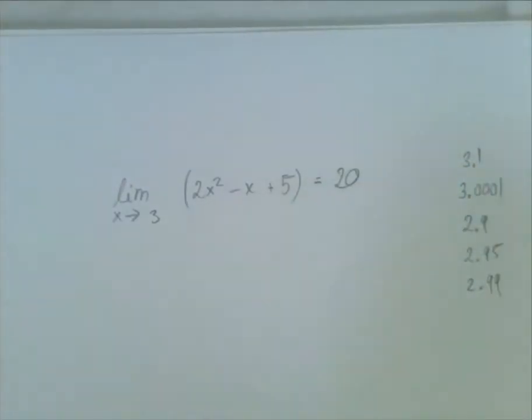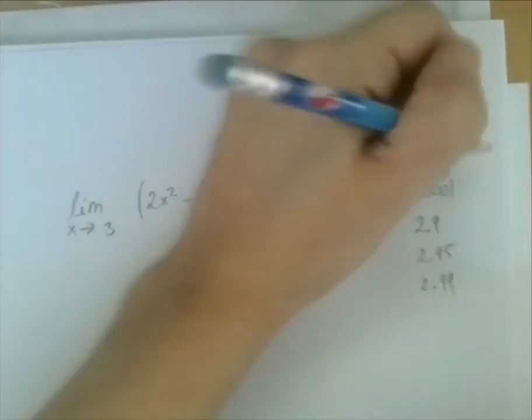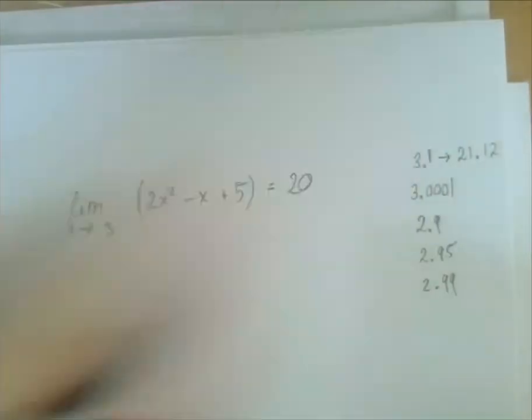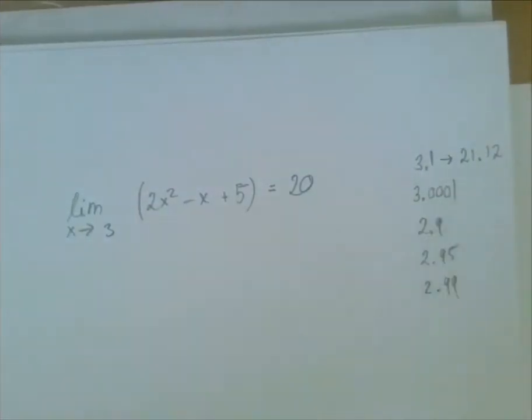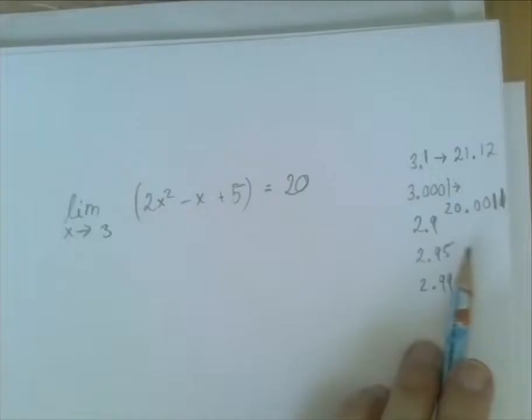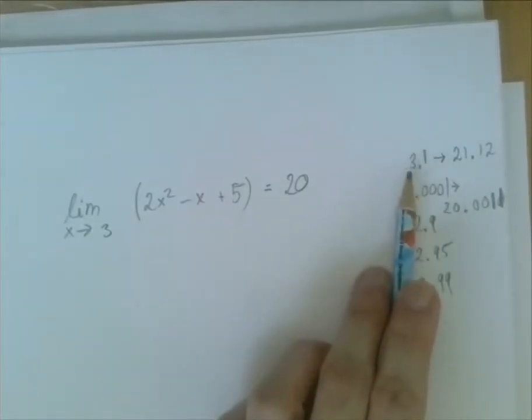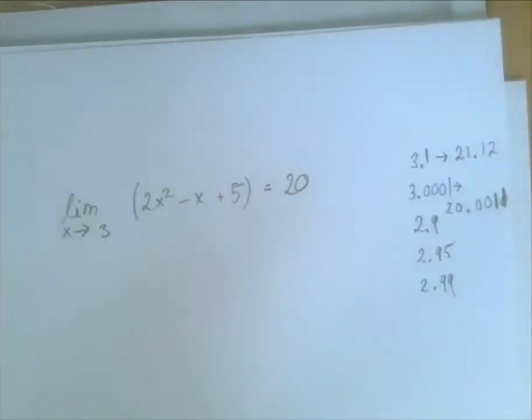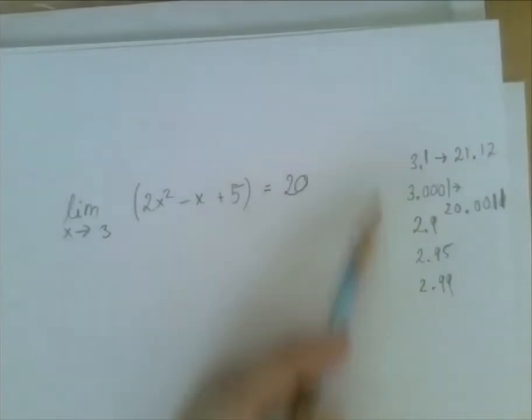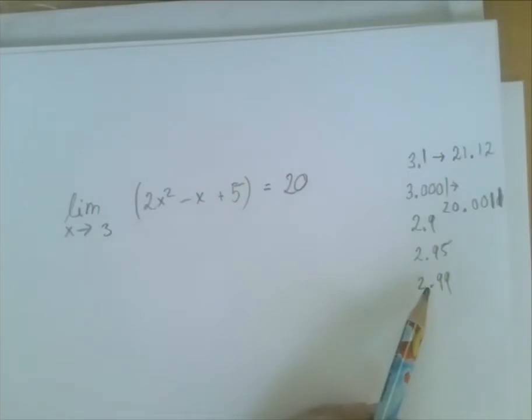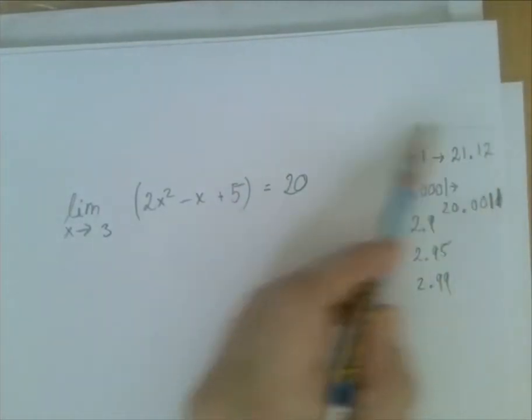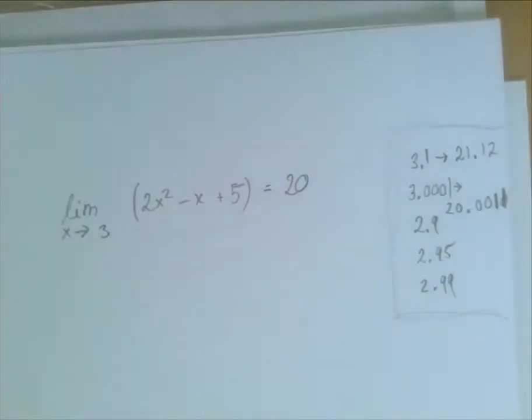So what happens when we put in 3.1? For 3.1, we get 21.12. And now we're going to do 3.0001. Very, very close. We get 20.0011. And so on. But it is really, really much, much closer to 20 than the value with 3.1. By the way, to substitute numbers like this is never a legitimate way of computing limits. This is just, again, how to get the idea, which is very different from how we verify things.